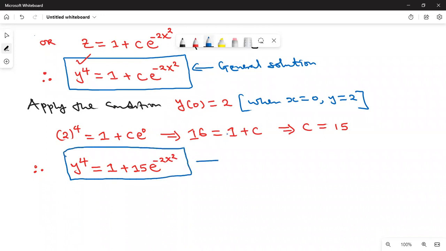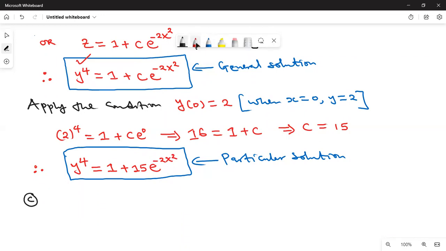So let's comment on this again. You talk of particular solution. So that is part B. We still have one section remaining, part C.